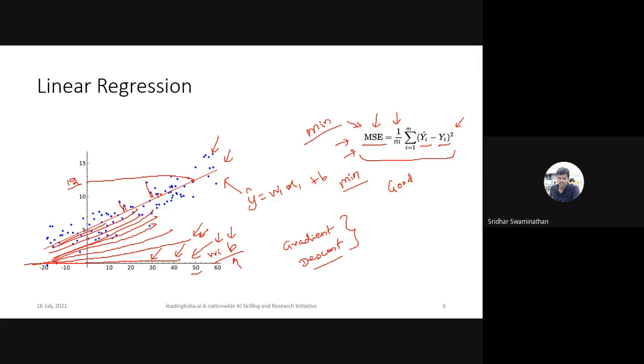Now I have a question. Is it possible to have a mean squared error equal to 0? Is it possible with this data and a linear model? No, sir. Why, madam? No, sir. Because all the points are scattered.